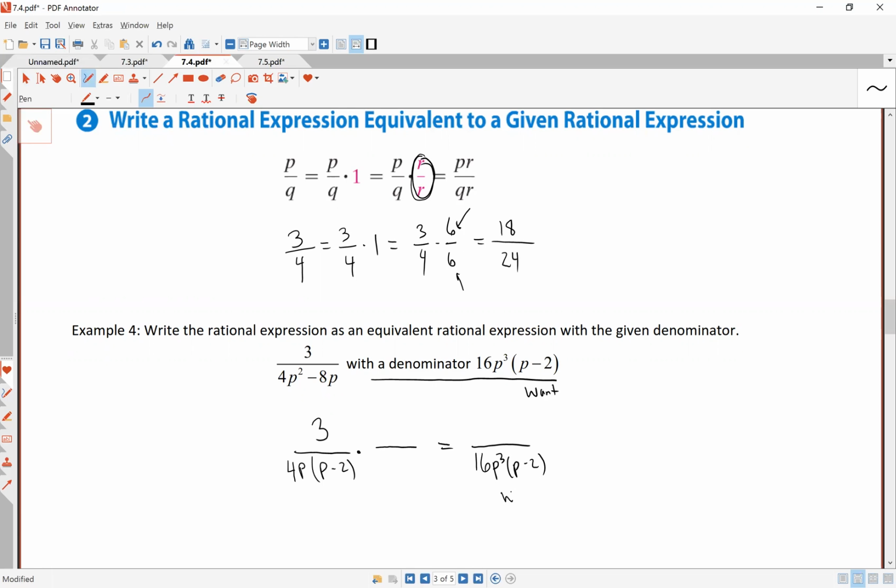So I look over here. What do I want? I want 16 and I have 4, so I multiply by 4. I want p cubed and I have p, so I multiply by p squared. I want p minus 2, and I have p minus 2, so I'm done there. So I do it in the top and the bottom, which gives me 12p squared. So now we've written 3 over 4p squared minus 8p with that specified denominator.